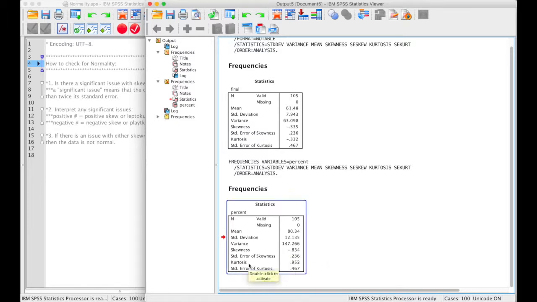For kurtosis, we have a positive value, which means that we have leptokurtic data, which means that it's too peaky or has a higher peak than normal. If this value was negative, then that would mean that our data is platykurtic. Platy meaning flat, so our data is more flat than a normal distribution. So in this case, because we have an issue with skew and we have an issue with kurtosis, it means that our data is not normally distributed.